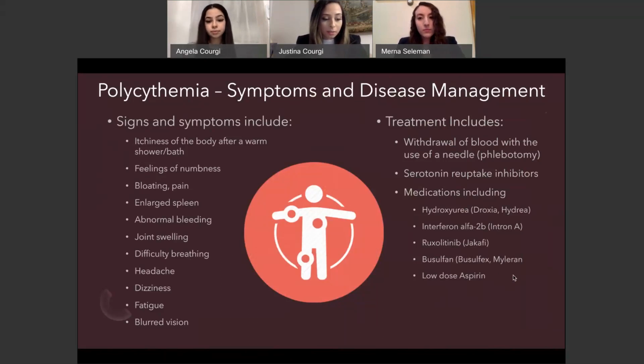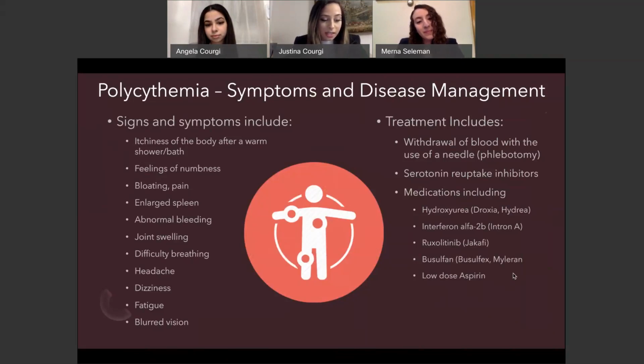The most common treatment of polycythemia is the frequent withdrawal of blood with the use of a needle, which is also called phlebotomy. This reduces the amount of excess red blood cells. To reduce itching, serotonin reuptake inhibitors such as paroxetine or fluoxetine may be prescribed. In cases where phlebotomy is not enough, medications can be taken to reduce the number of red blood cells in the bloodstream. Some medications include interferon or busulfan.